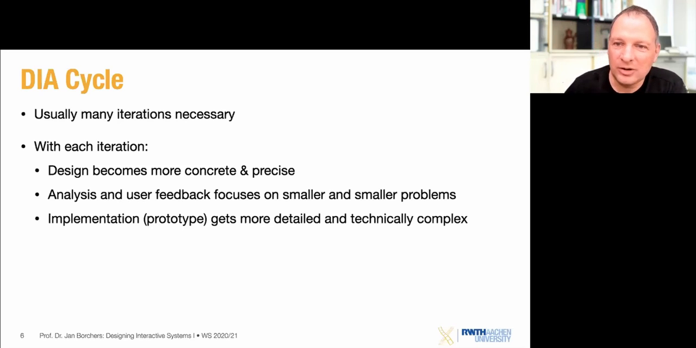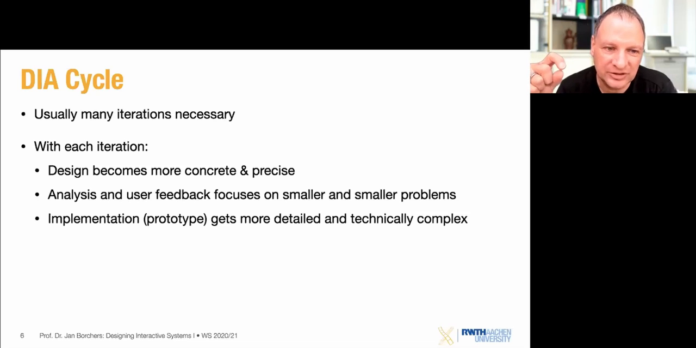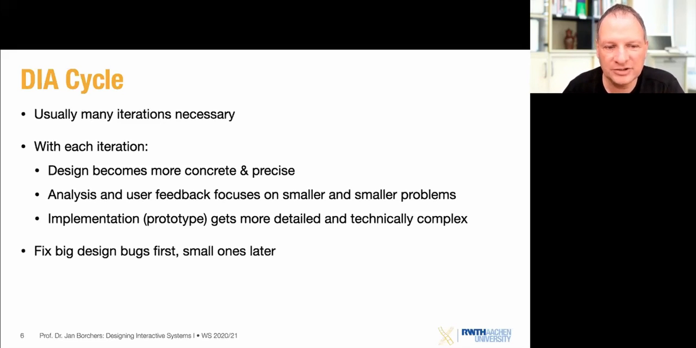So as you go along and you fix smaller and smaller issues, at the same time, of course, your implementation, your prototype becomes more detailed and technically complex. It can really move from a piece of paper where you scribbled down a little sketch of a UI to a full-blown prototype that already has working functionality built in software and hardware maybe. So we want to fix the big design bugs first, the small ones later, right? That's the key idea here.